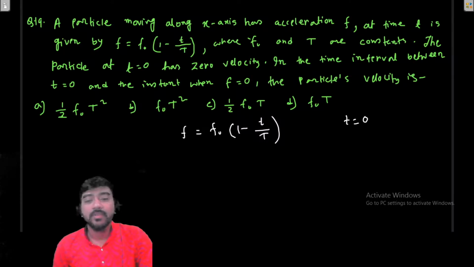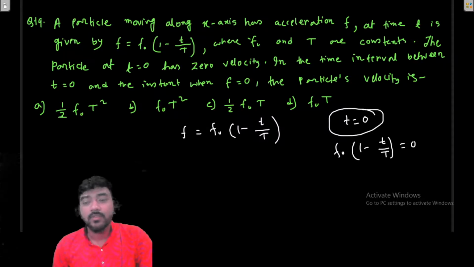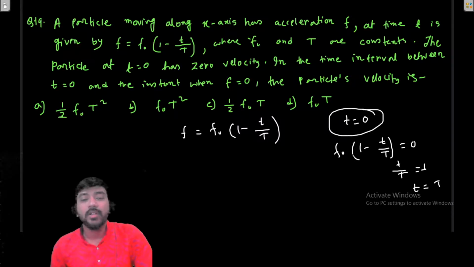If you substitute F equal to 0, this is one limit, t equal to 0, and the end time will be 1 minus t by T equal to 0, F0 into, because acceleration is 0. So it will be t by T equal to 1. So small t is equal to capital T. So the time interval is 0 to capital T.